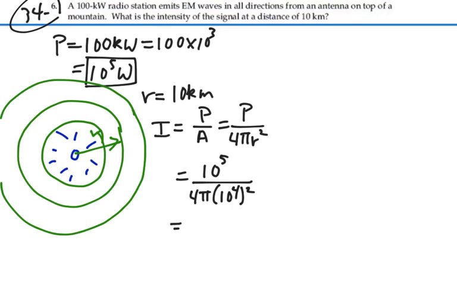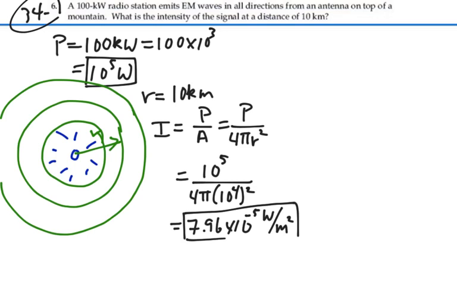7.96 times 10 to the minus 5. And that would be watts per meter squared. So that would be our intensity that we experience at a distance of 10 kilometers: 7.96 times 10 to the minus 5 watts per meter squared.